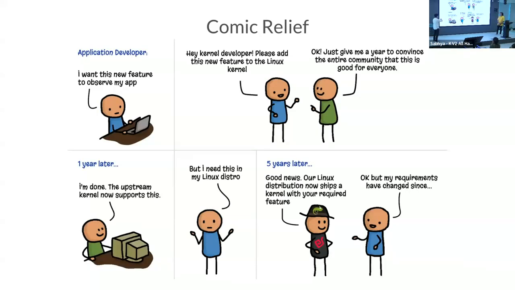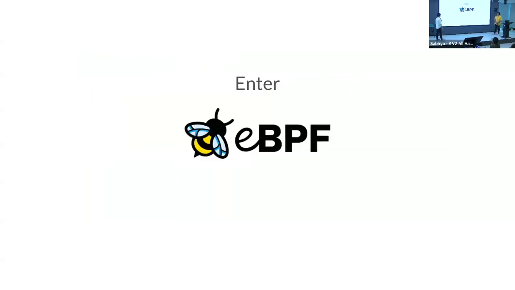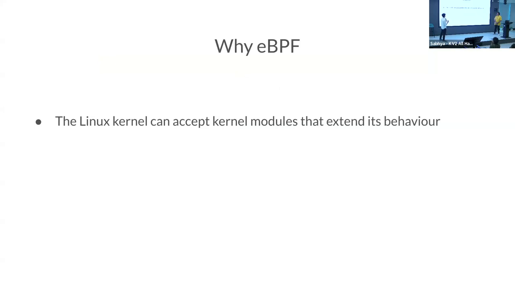There's this application developer. He wants a feature. He takes a year to develop it and get it into the kernel. 5 years later, your Linux distribution now ships with the kernel, but by then your requirements have changed. Enter eBPF. Now, a few things to get right out of the bat.